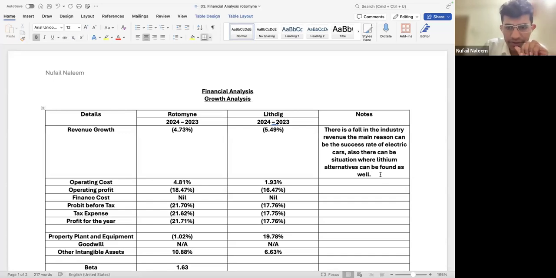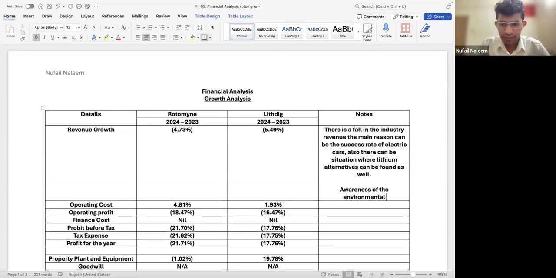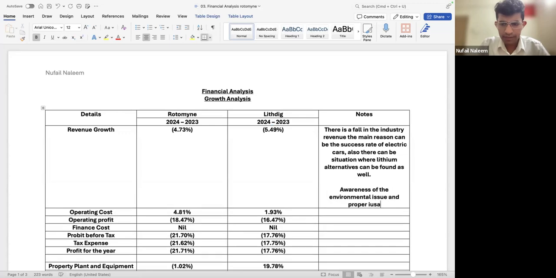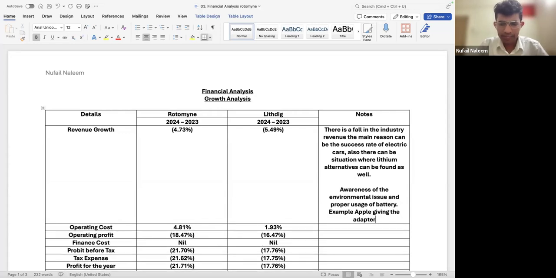Now, the next thing, students, you also have to understand the awareness of environmental issues and proper usage of battery. For example, Apple giving the adapters separately. Earlier they gave the adapters with everything in the box. Now even mobile phone manufacturers are making sure they are sold separately. Are you clear with that perspective, students? This is one thing we have to keep in mind with regards to demand and supply also.